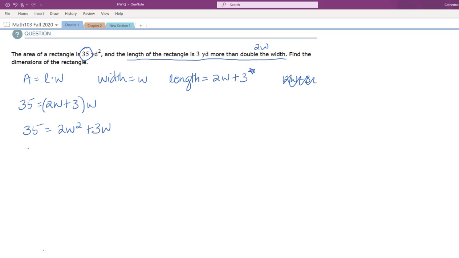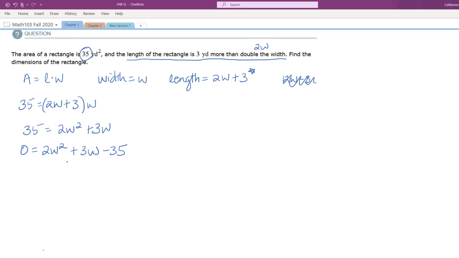I'm going to subtract 35 from both sides because this is a quadratic equation, so it's a good idea to just have everything on one side to see what you can do. Can you factor? Should you use the quadratic formula, etc.? So subtracting 35 from both sides, I get 2W squared plus 3W minus 35. Now I would look to see if there's any common factor that I could divide out to make these numbers smaller, but there's not.